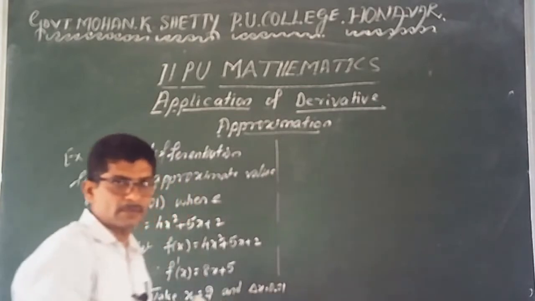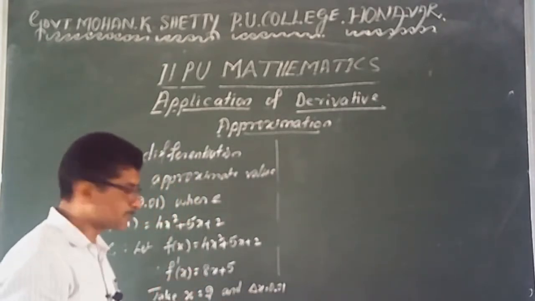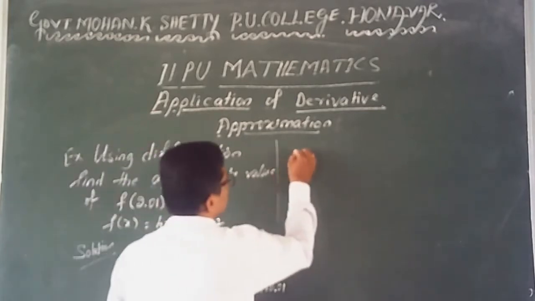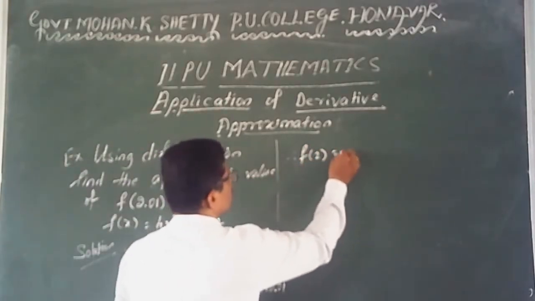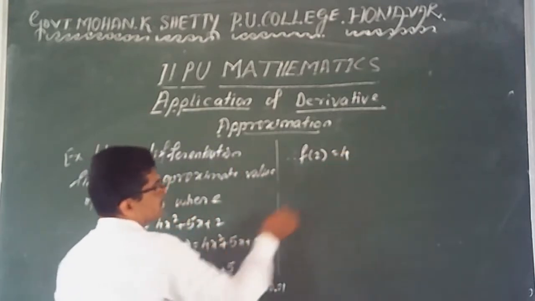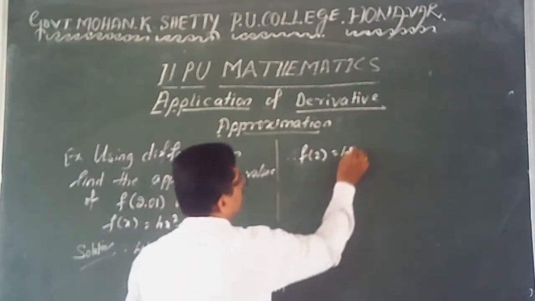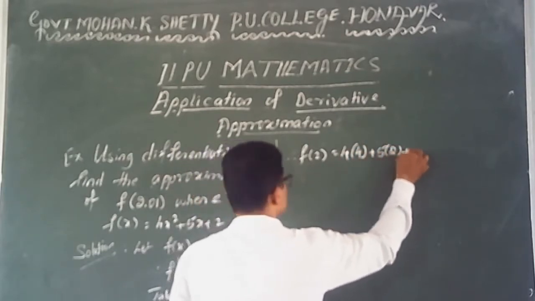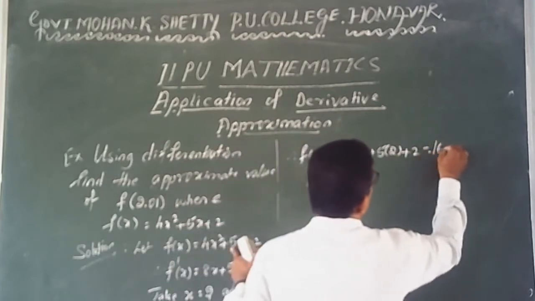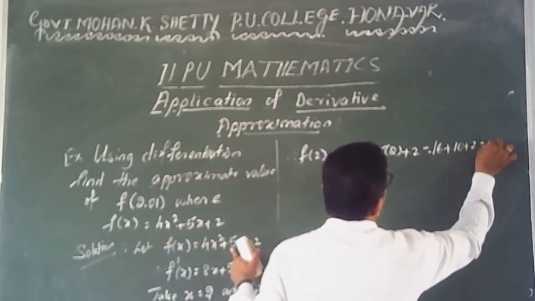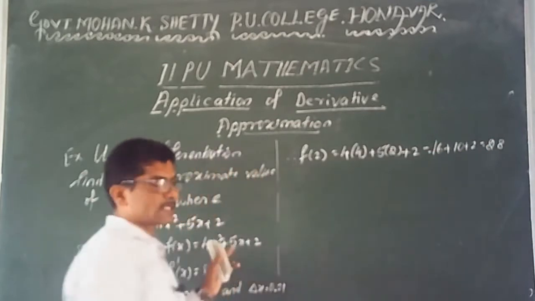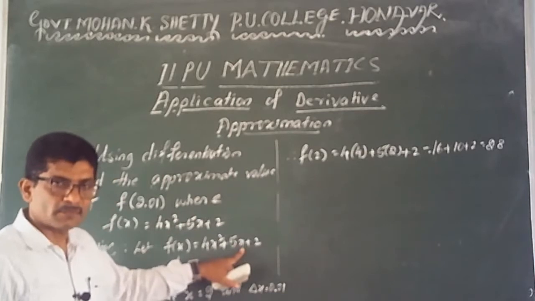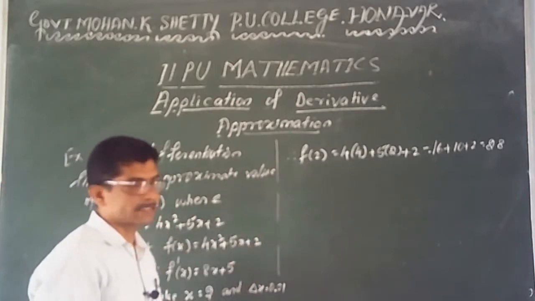Before finding f of x plus delta x, first find the value of the function when x is equal to 2. f of 2 is equal to 4 into 2 square, which is 4 into 4, plus 5 into 2 plus 2. This value is 16 plus 10 plus 2, which equals 28. When x is 2, 2 square is 4, 4 into 4 is 16, plus 5 into 2 is 10, plus 2, so the value is 28.